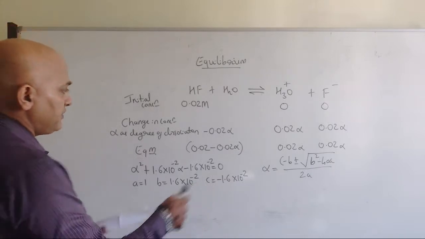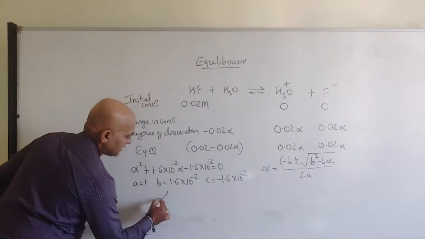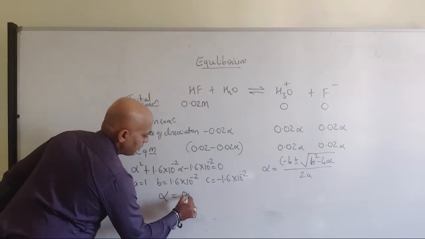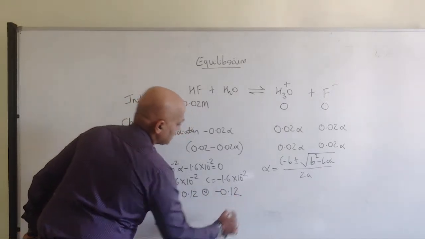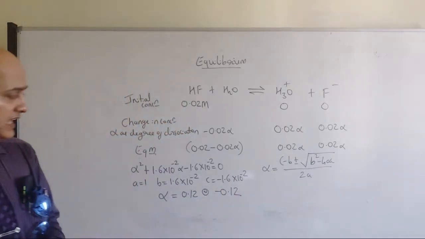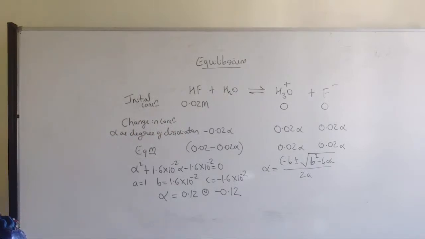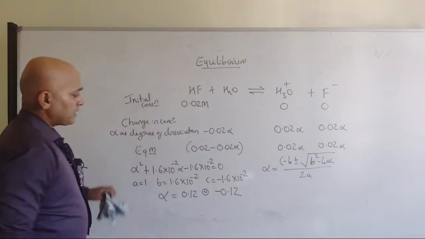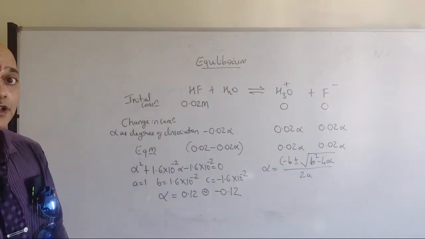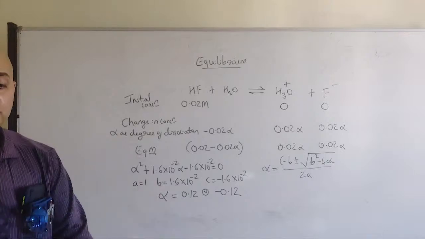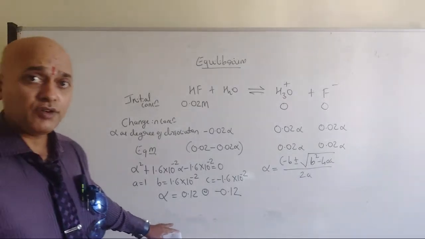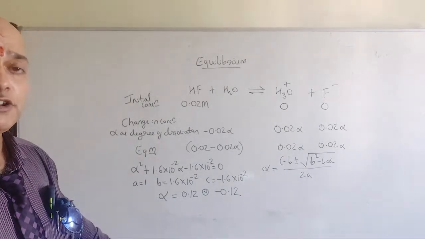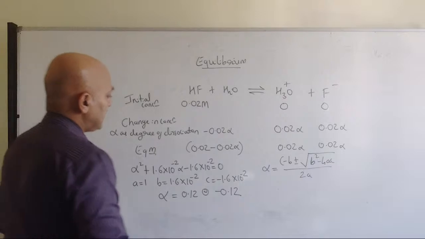So if you solve it further, alpha value can be 0.12 or minus 0.12. Alpha value can be positive 0.12 or negative 0.12. Okay? Now naturally which value we should take? Positive value we should take, not the negative value. Because there is a degree of dissociation. So therefore alpha value should be positive, not the negative. So therefore you should write that one.